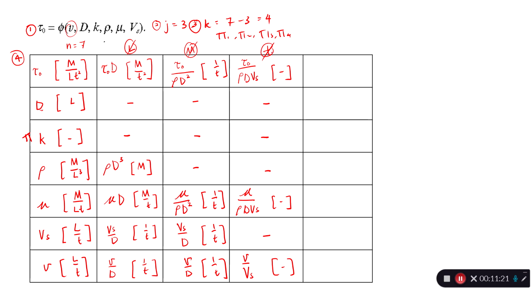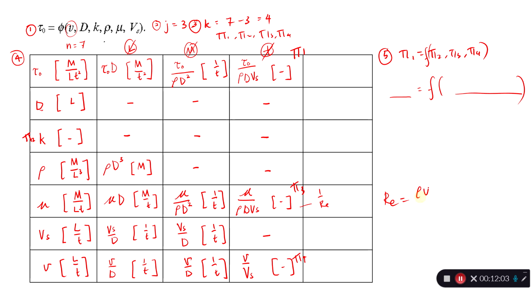Now you have your pi 1, 2, 3, and 4. This is of course your pi 1. We have pi 2 here, pi 3, and pi 4. As usual, write down the relationship: pi 1 is a function of pi 2, pi 3, pi 4. I want you to expand it in your answer. Of course we identify Reynolds number. I've said that it's okay if you don't recognize the other parameters, but I want you to identify Reynolds number. So here we have 1 over Reynolds. Again, Reynolds is rho Vd over mu. Okay, that's it for this question.